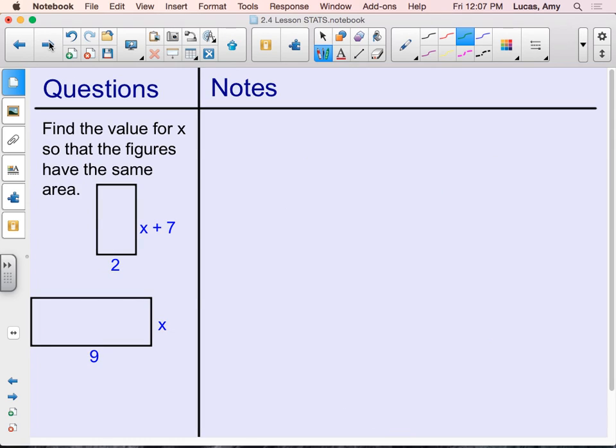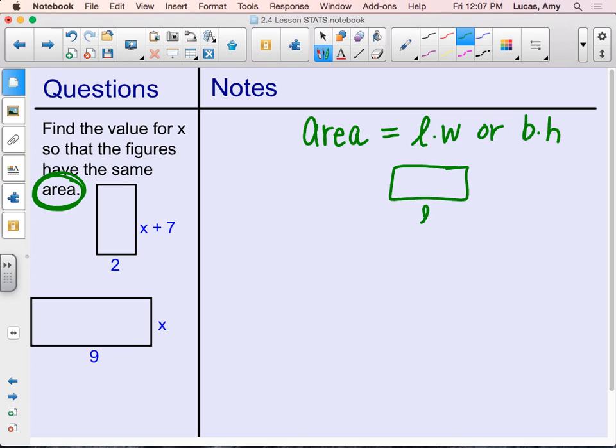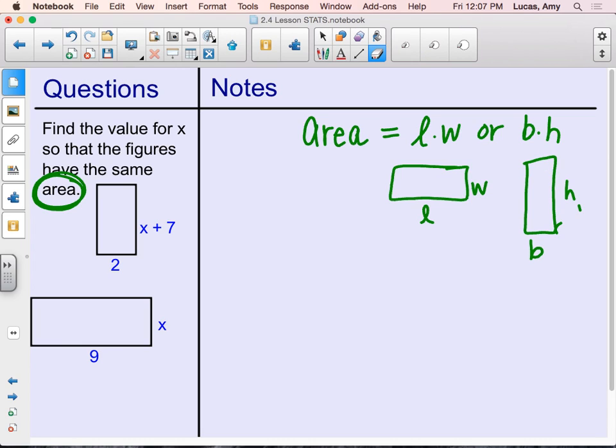Okay, our last example. Find the value for x so that the figures have the same area. Well, now we're talking about the area, and the area of a rectangle is length times width, or base times height. Either way, it could be base times height or length times width, means the same thing.